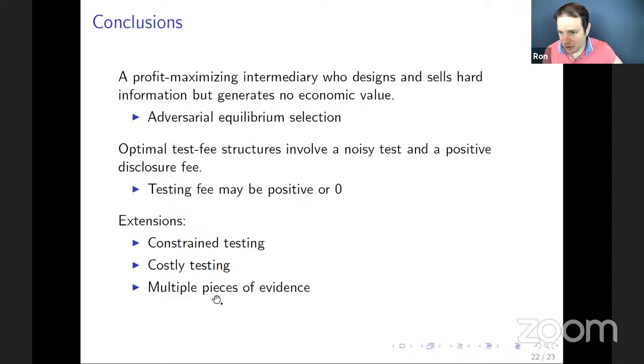And we have various extensions. Maybe Dan would like to raise some of this. We can talk about what if not all tests are available, what if different tests are costly to the intermediary, what if the intermediary could offer not just a single score, but multiple pieces of evidence. There are several extensions that we know something about. All right, thank you. I'll stop here.